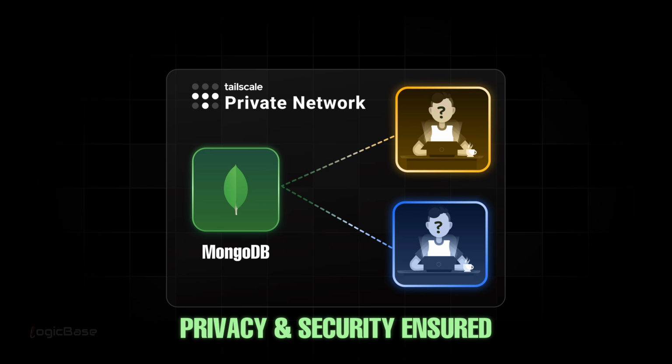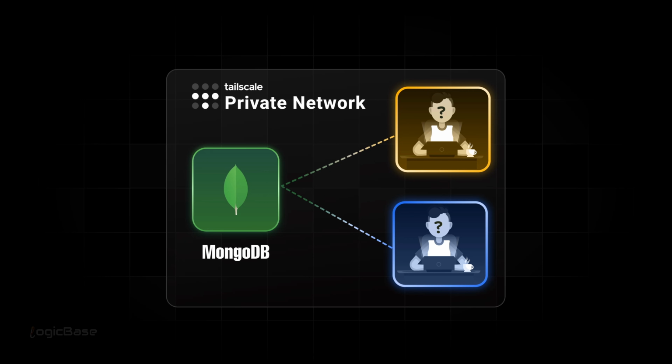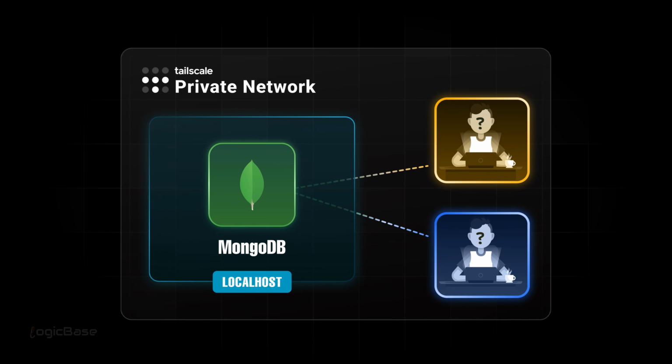Right now, MongoDB is running with its default behavior. MongoDB is only bound to localhost. In that state, even if you have Tailscale, you still can't directly connect to MongoDB from another machine. So here, we need to tell MongoDB, in addition to localhost, listen on this specific network IP.